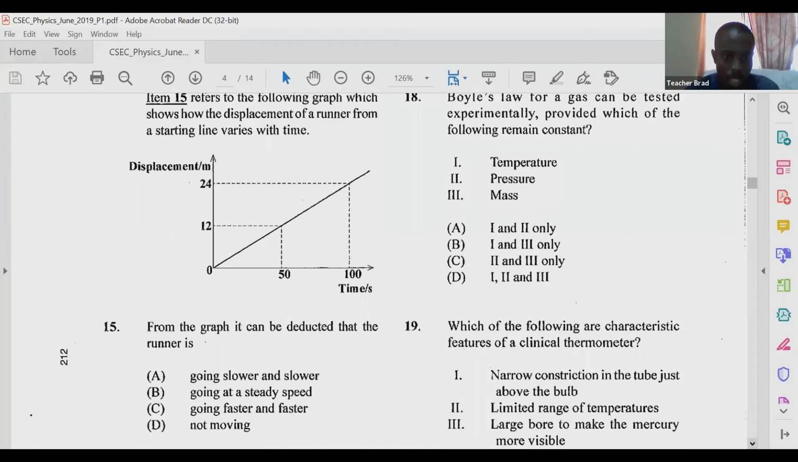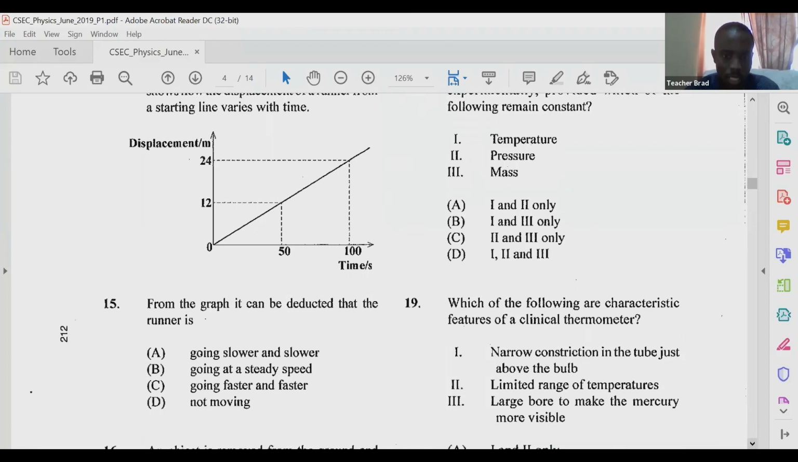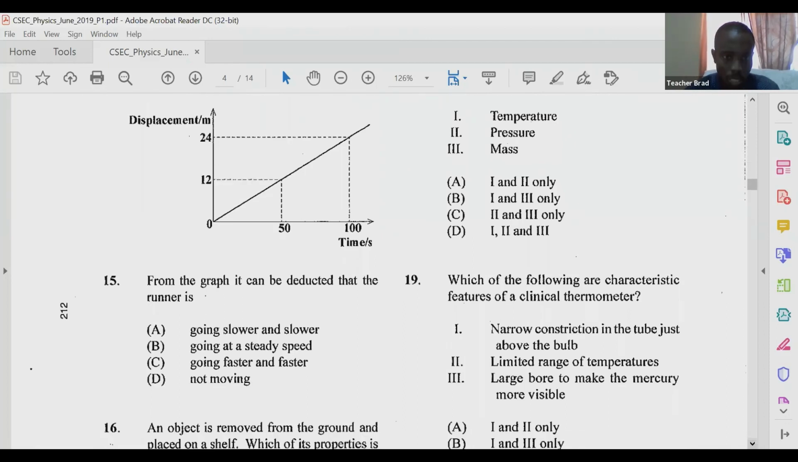It says, from the graph, it can be deduced that the runner is what? The runner is going slower and slower. The runner is going at a steady speed. The runner is going faster and faster. The runner is not moving. From the graph, it may be seen that the runner is going at a steady speed.